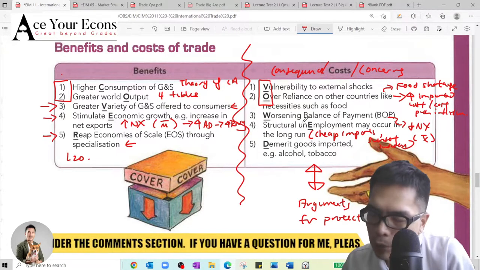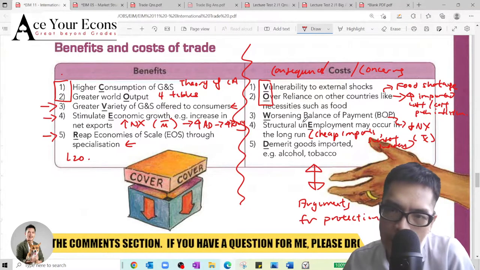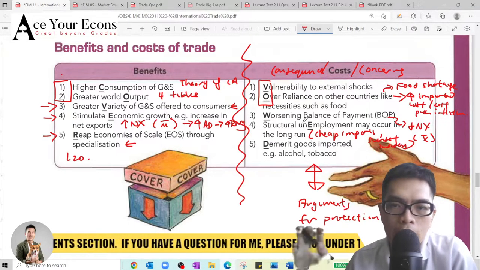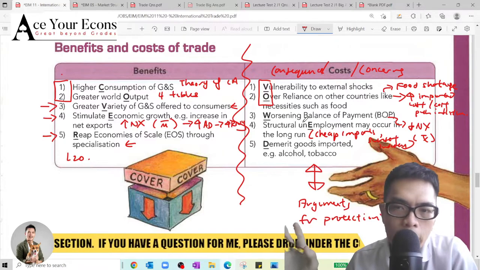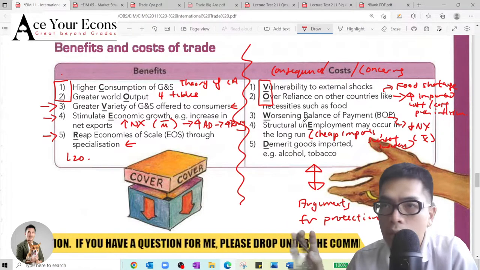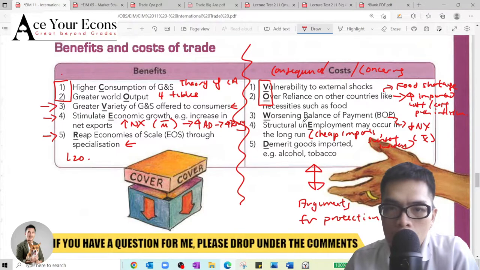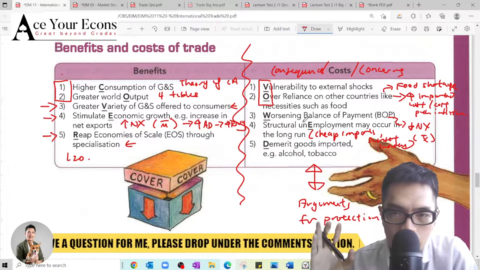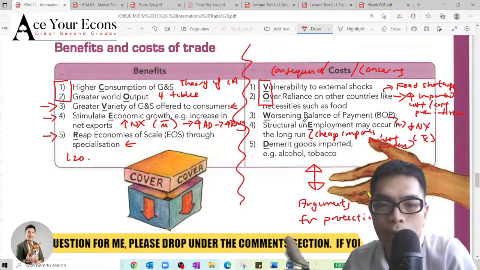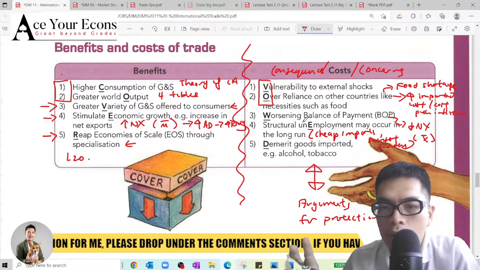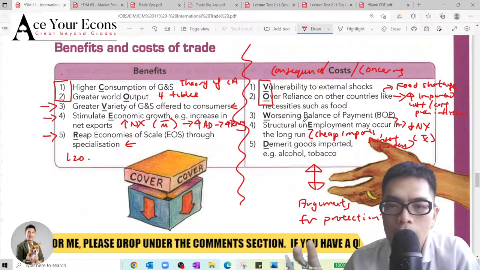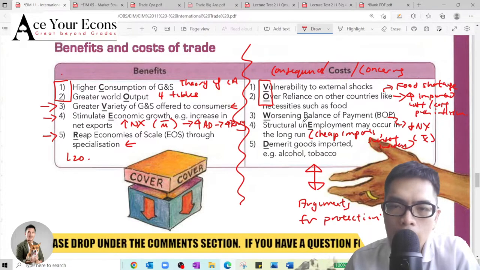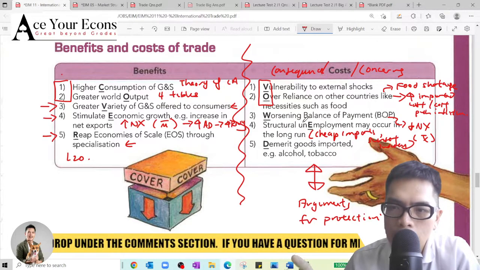Especially when you read through the case material, when they tell you about free trade, you have to be concerned. What are the consequences of free trade that may arise? Structural unemployment. Demerit goods are also a consequence, especially when they're imported, such as alcohol, tobacco, cigarettes. This will worsen the health and the non-material standard of living for the domestic citizens.